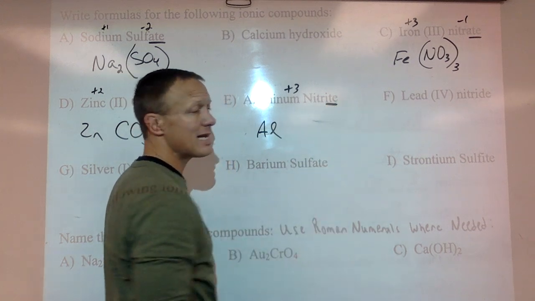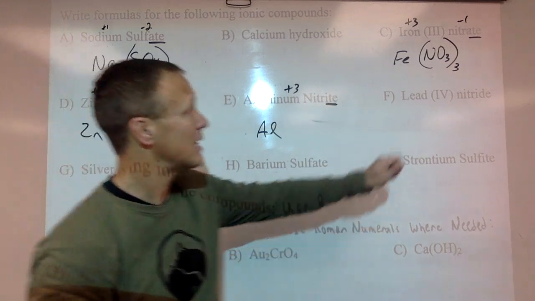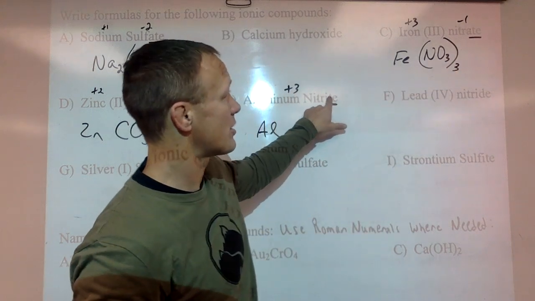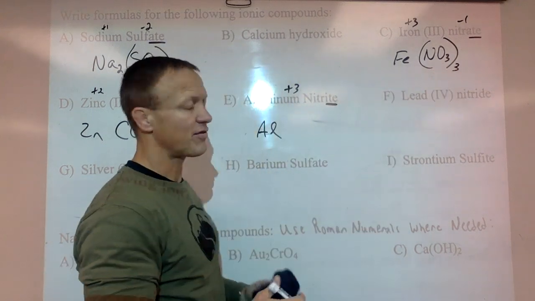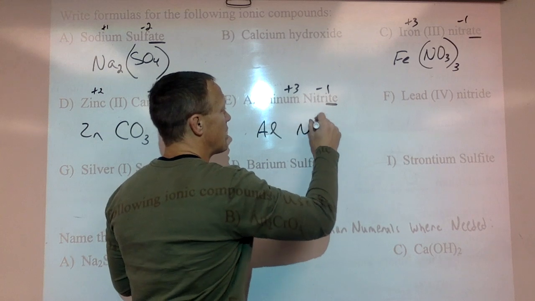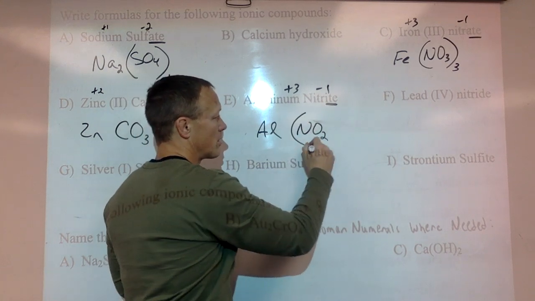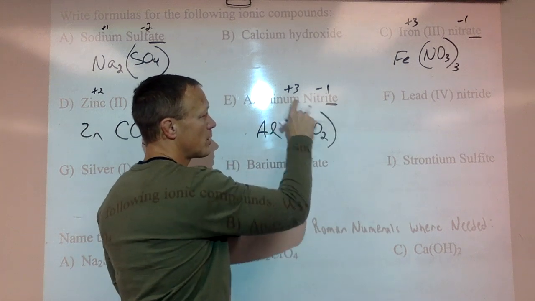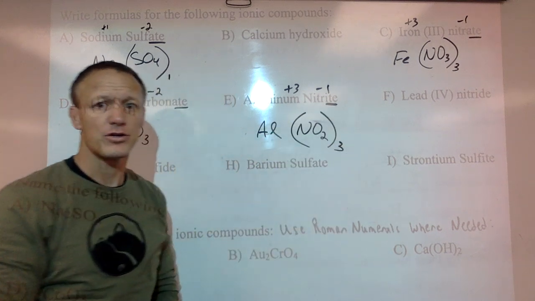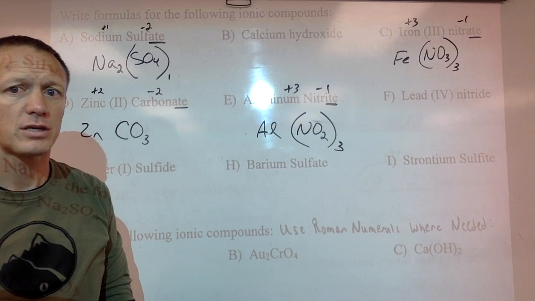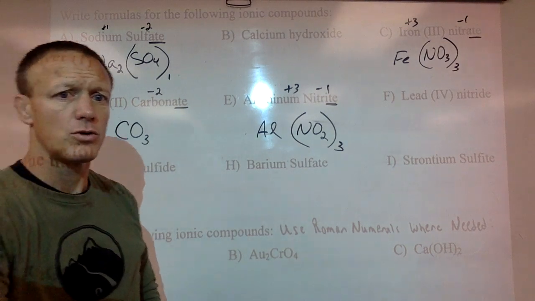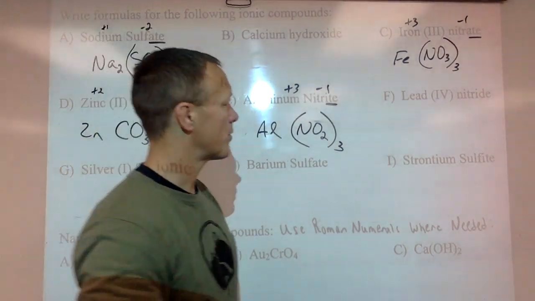Nitrite, so pay attention to the ending. There's a difference between nitrate and nitrite. The ion is always 1 less oxygen in there, but you don't have to memorize that. So it's NO2 with a -1 charge. We need 1 aluminum, 3 nitrites. Let's do maybe one more here.